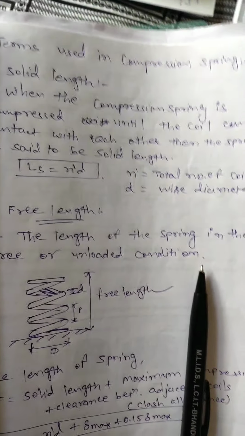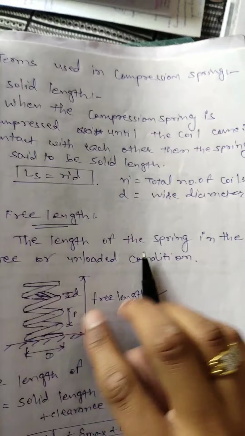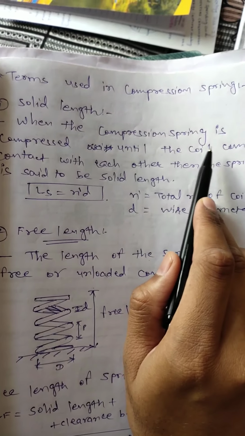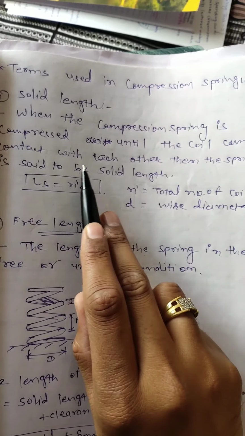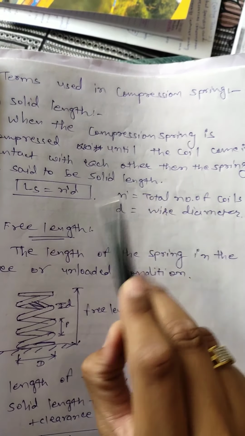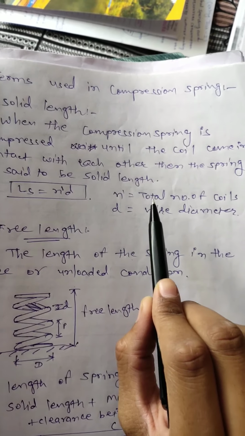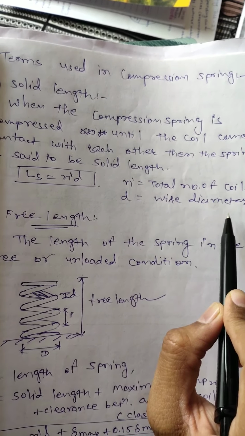Now, the different terms used in compression springs. First is the solid length. What is the solid length? When a compression spring is compressed until the coils come in contact with each other, the spring is said to be at solid length. Ls is equal to N dash into d, where N dash is the total number of coils and d is the wire diameter.